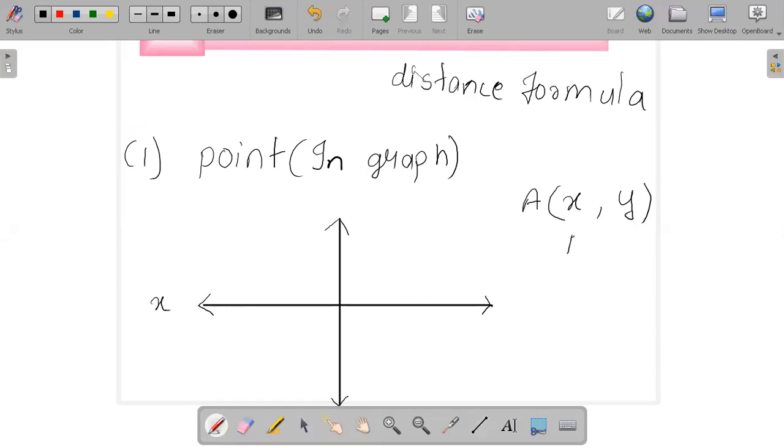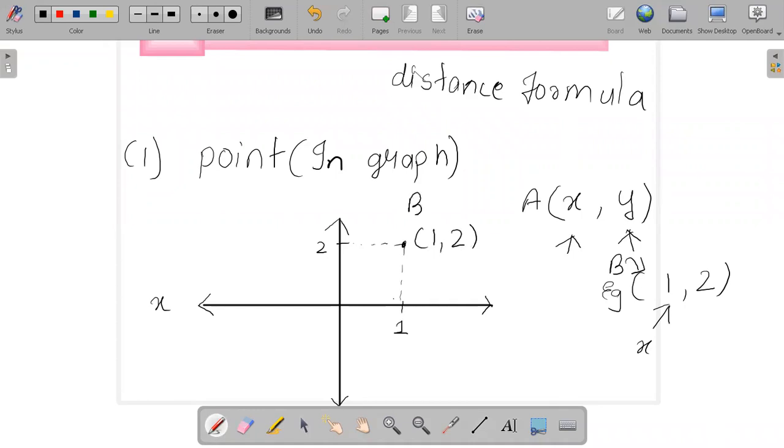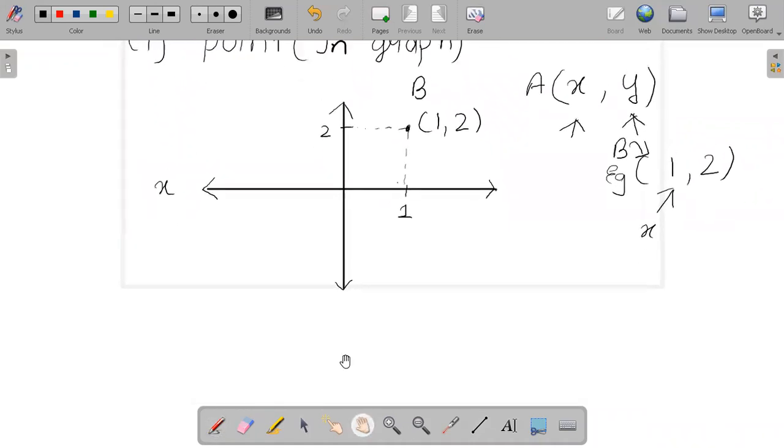Here x is the coordinate that will lie on the x-axis and y is the coordinate that will lie on the y-axis. For example, if I say 1, 2, suppose this is point B, how will you plot it? 1 will be on x and 2 will be on y. So this point, connecting 1 on the x-axis and 2 on the y-axis, will be your point.